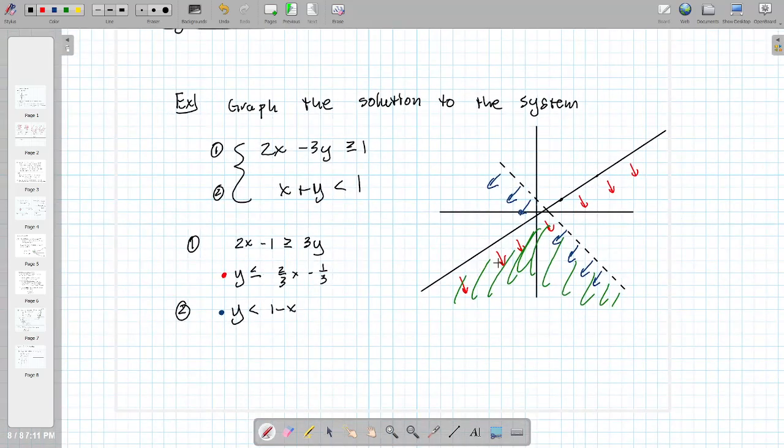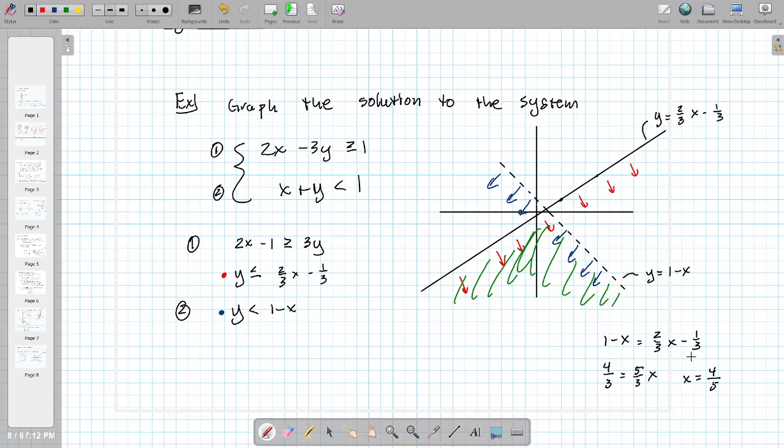So this line is y is equal to 2/3 x minus 1/3. This line is y is equal to 1 minus x. So if we set these two equations equal to each other, we can find their intersection point, which will be the point that we're looking for, the vertex. We have 1 minus x is equal to 2/3 x minus 1/3. Add the 1/3, add the x, and we would have 4/3 is equal to 5/3 x. Divide by 5/3, and we get x is equal to 4/5.